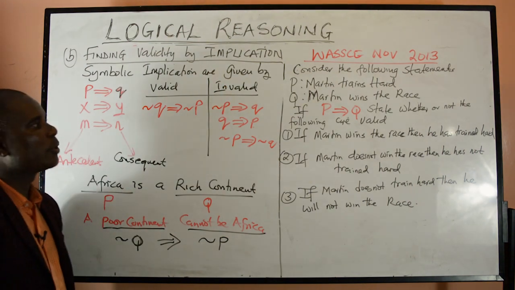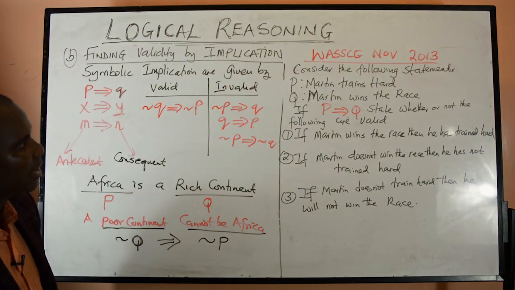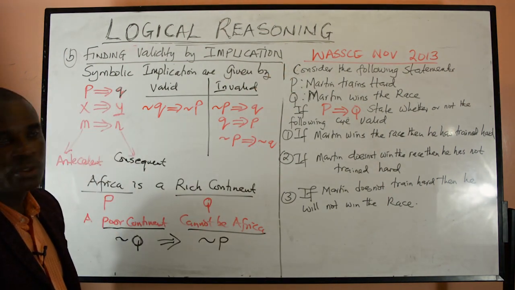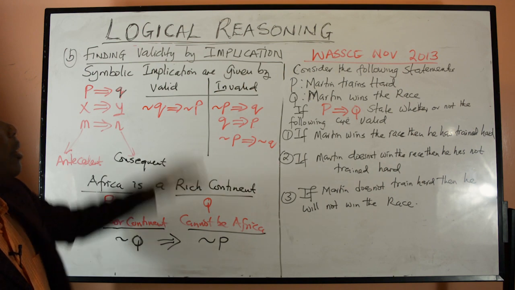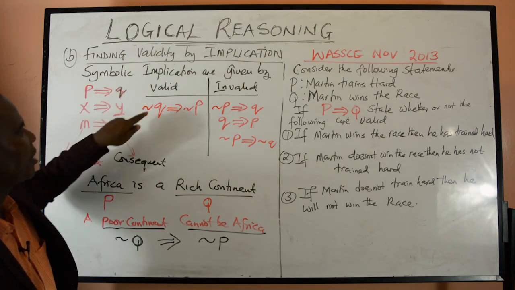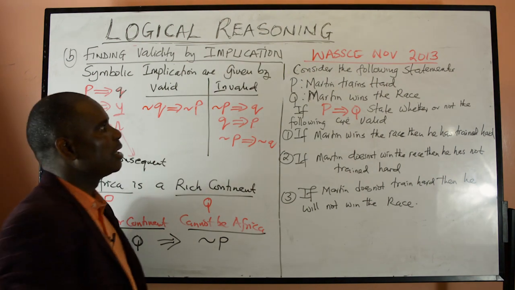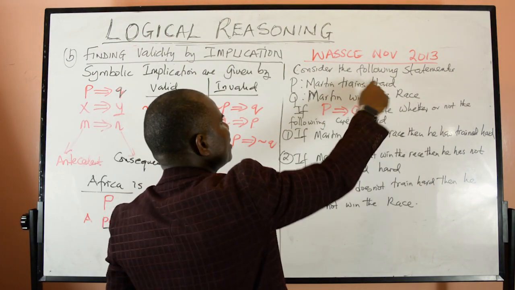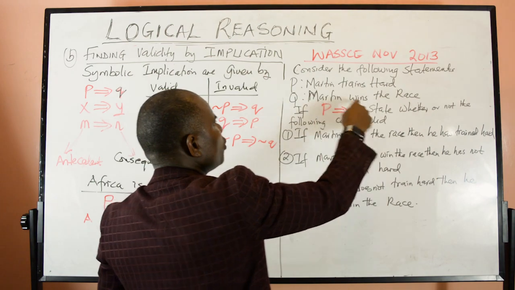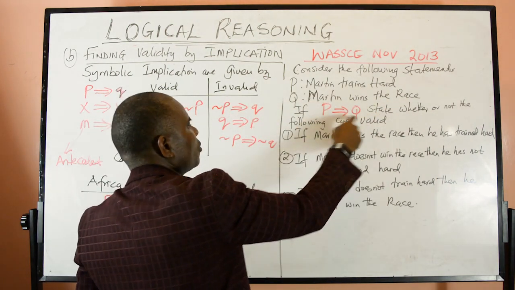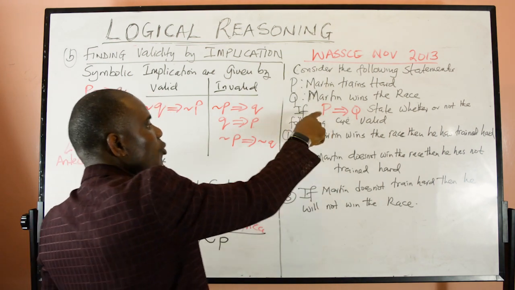Now you know when to assert a valid and invalid statement. So let's look at this statement. We use it to solve WAEC 2013. Our only valid conclusion from an implication is this. Any other combination is invalid. So let's look at the first one. We say Martin trains hard is P, Martin wins the race is Q. Now if P implies Q, watch out, it is different from Q implies P.